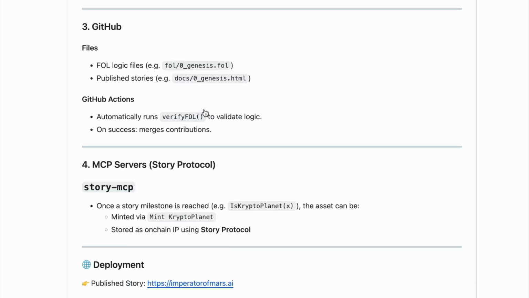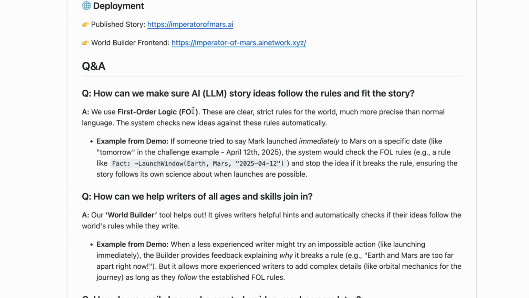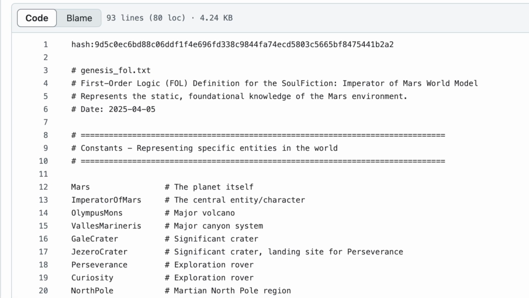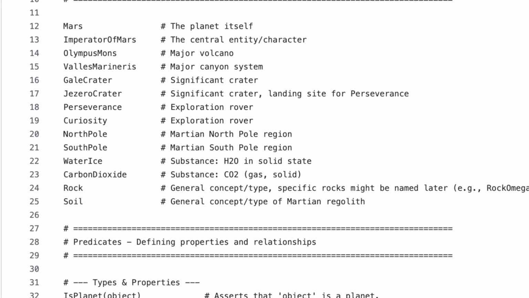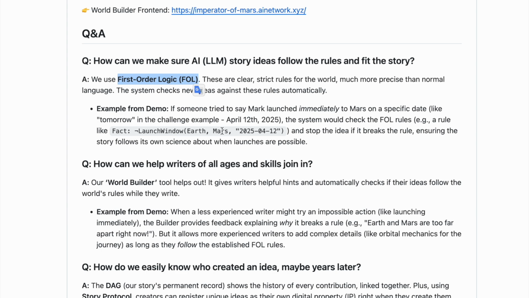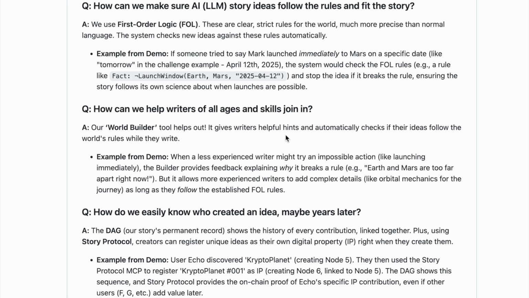Making this work wasn't easy. We had to solve some puzzles. How can we make LLM generation consistent with all the previous sentences? We are introducing first-order logic, which provides precise, rule-based reasoning that's more mathematically rigorous than natural language.